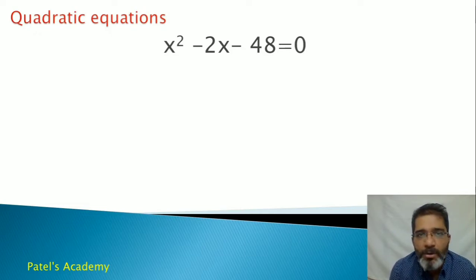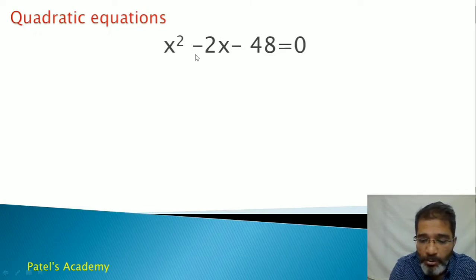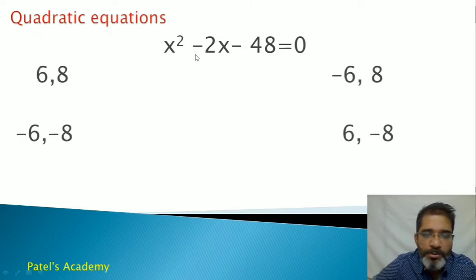Now we all know how to solve a quadratic equation. We call it splitting the middle term. So I need two numbers whose multiplication is minus 48 and whose addition is minus 2. Now let's have some options over here.